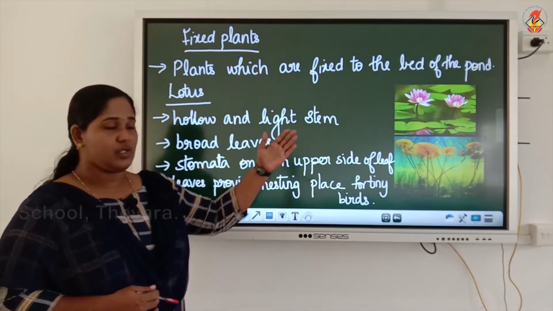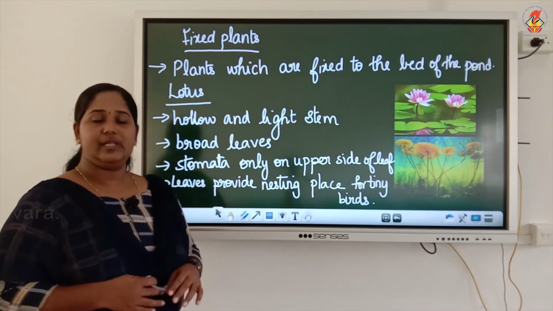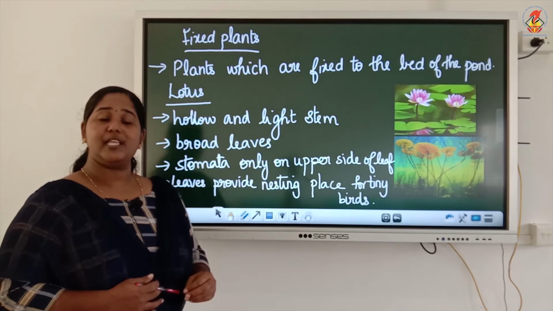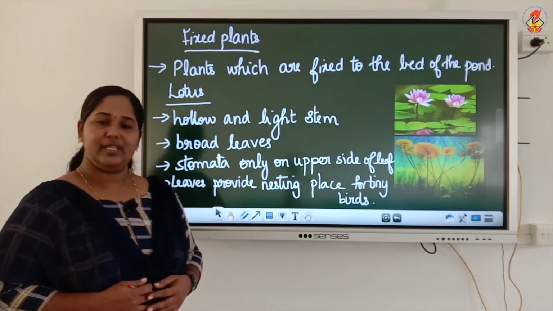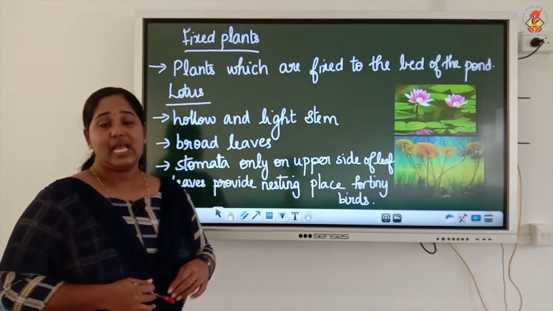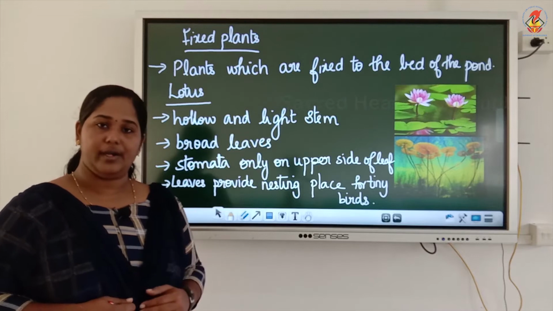And in the lotus, you can see it very clearly in the picture, they have big broad leaves, and that is a nesting place for so many birds. They can come and sit on top of it. The leaf will not sink into water. That is because the leaves have a waxy coating on it.